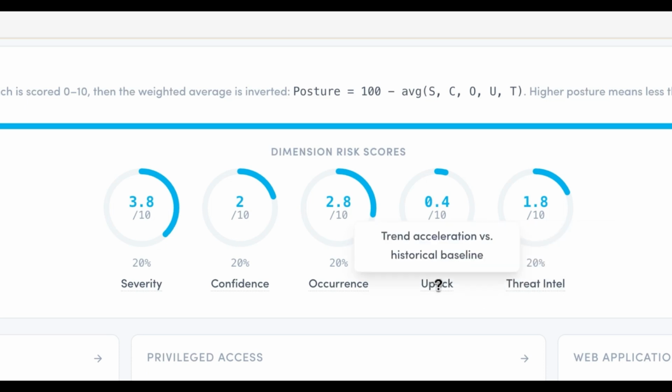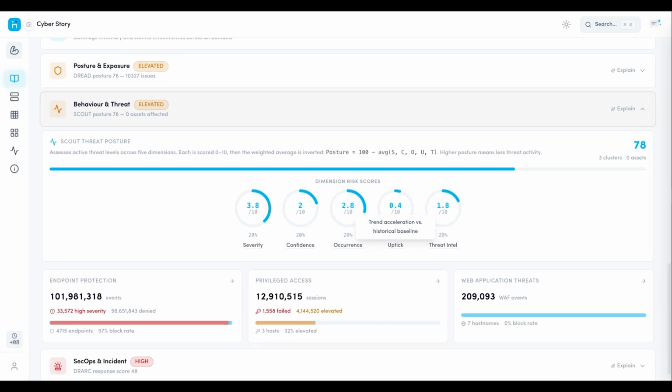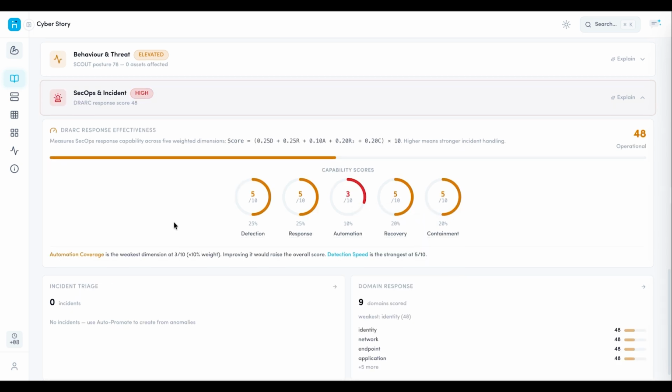The uptick dimension is worth pausing on. It's not just are there threats, it's are threats increasing faster than usual. A slow, steady baseline looks very different from a sudden spike, and Scout captures that difference. Last but not least, we have DRARC. How well are you responding?